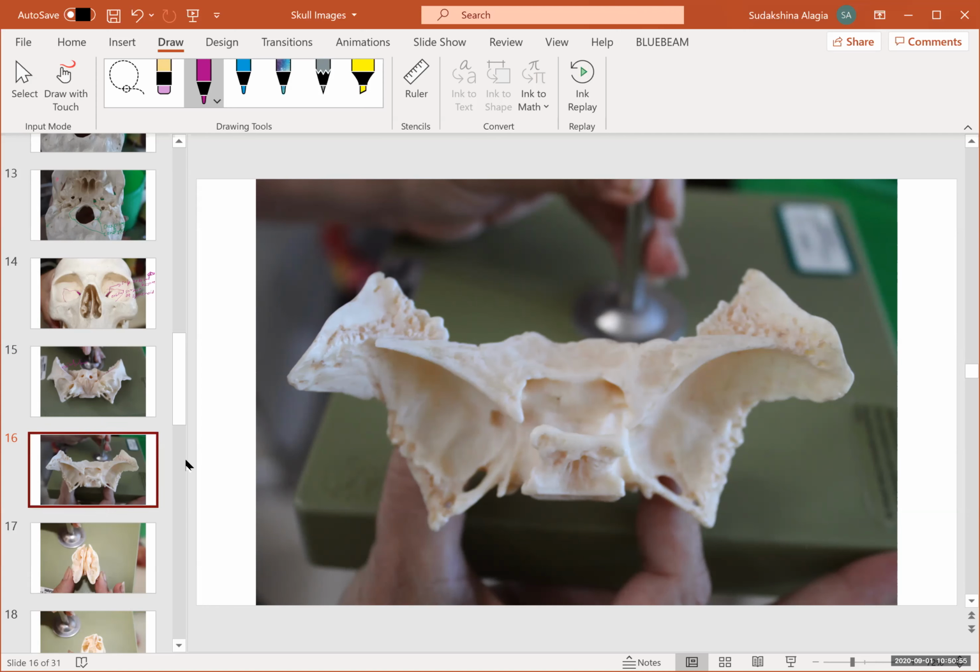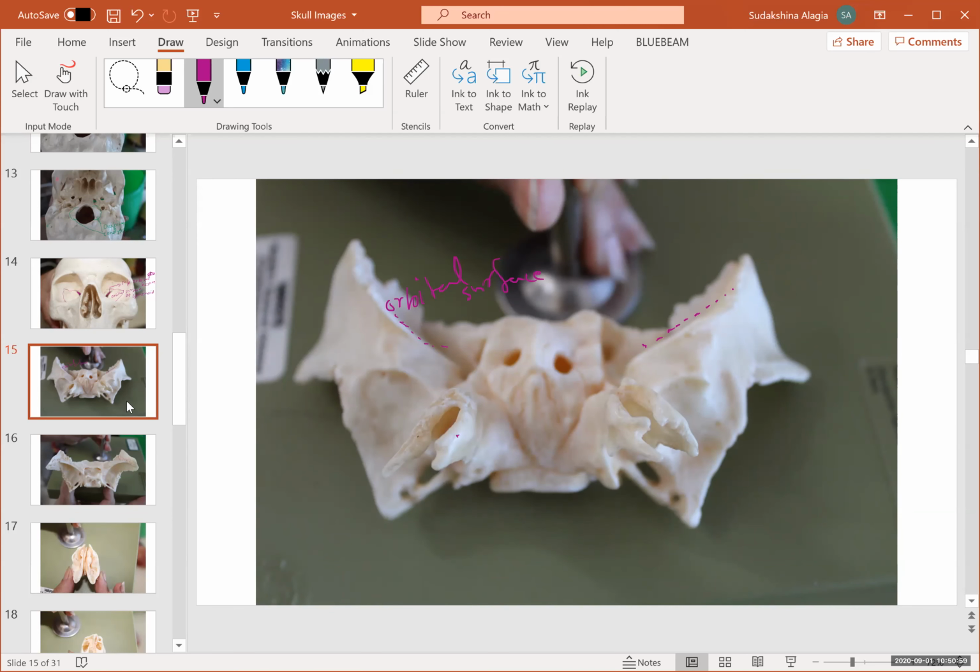So you see my fingers, what I'm holding against? I'm holding against these two processes. This is what I'm holding against. So these two processes protrude inferiorly. This is almost like the body of the butterfly. This is also referred to as body of sphenoid.